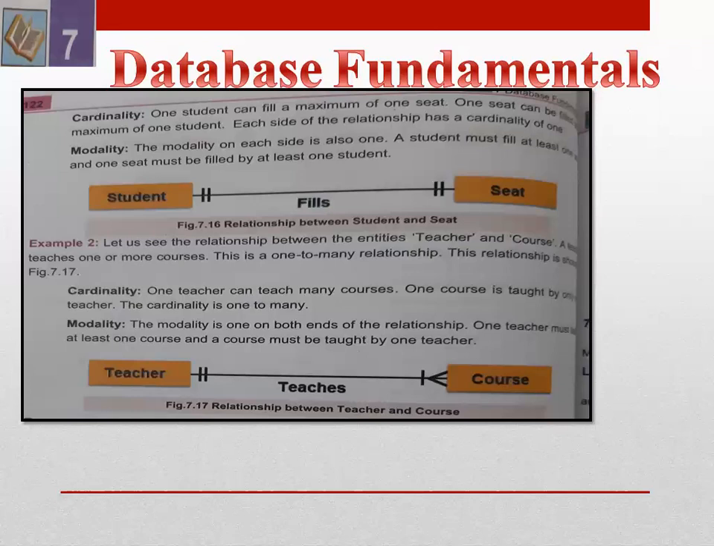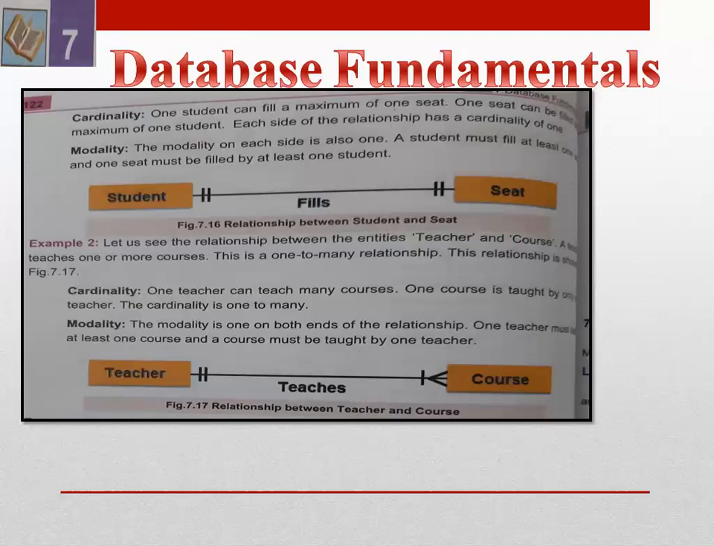The maximum of cardinality is that one student can fill a maximum of one seat. One student cannot take more than one seat, and one seat can be filled by a maximum of one student. So on one seat only one student can sit. So the cardinality between the student and the seat is a maximum of one student. Each side of the relationship has a cardinality of 1.